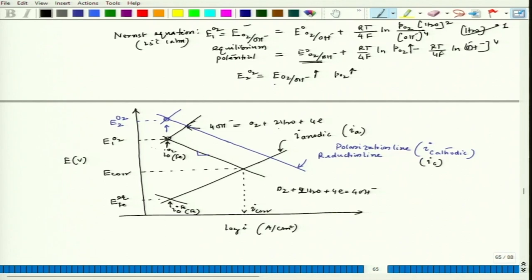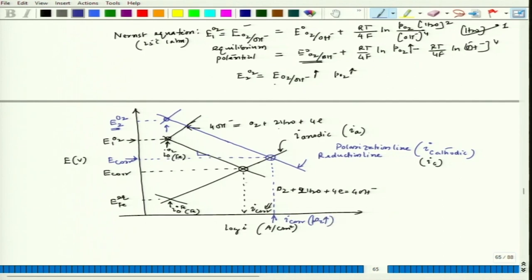Now, previously when the oxygen partial pressure was maintained in such a way that the equilibrium potential was E 1 O 2, that time the corrosion rate was at this point, which corresponds to this value. Now, once we have increased the dissolved oxygen, the partial pressure of oxygen goes up, and correspondingly the equilibrium potential moves to the new value, which is E 2 oxygen, then the new corrosion rate point, as per mixed potential, would be at this point. So, the new E core would be at this location, but I core would be at this location when oxygen partial pressure goes up.